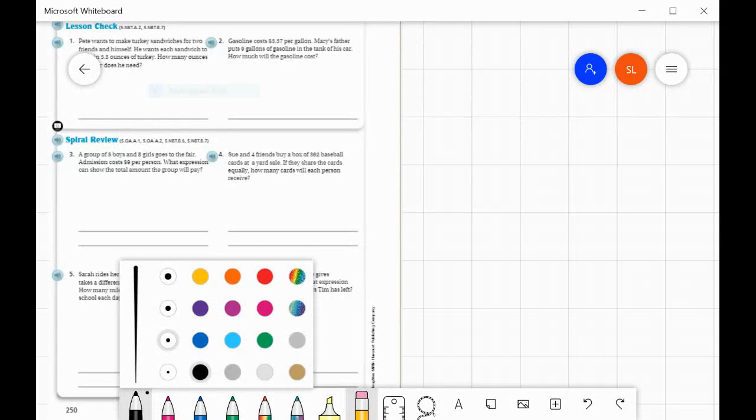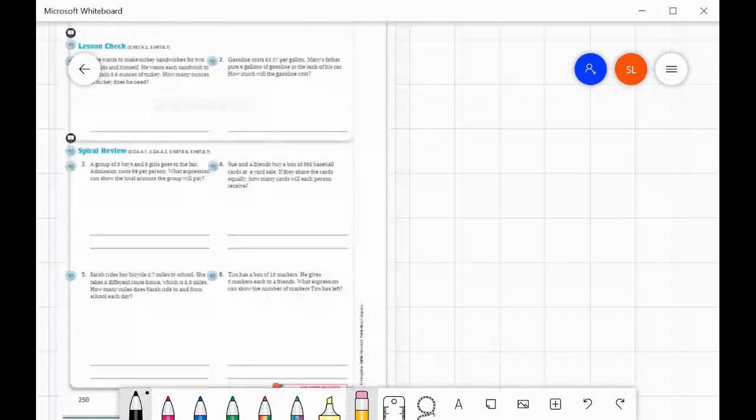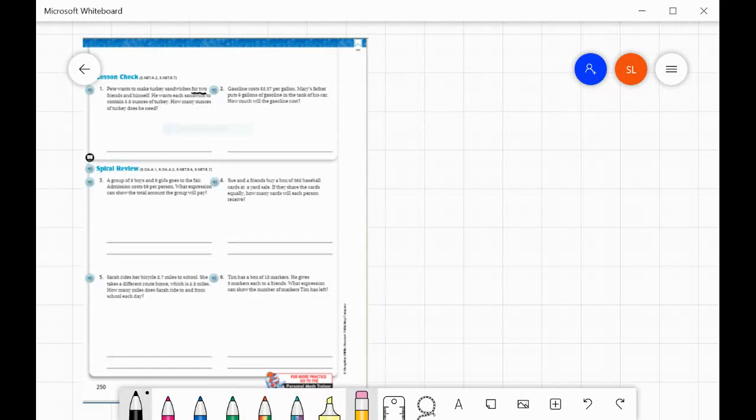All right, let's look at number 1. Number 1 says, Pete wants to make turkey sandwiches for 2 friends and himself. He wants each sandwich to contain 3.5 ounces of turkey. How many ounces of turkey does he need? So he is making sandwiches for 2 friends and himself. So how many people are there? There are 3 people. Okay, so he wants each sandwich to have 3.5 ounces of meat, and there are going to be 3 sandwiches. So you're going to take 3.5 and multiply that times 3. If you did not use those numbers, then go ahead and pause and redo it using these numbers.